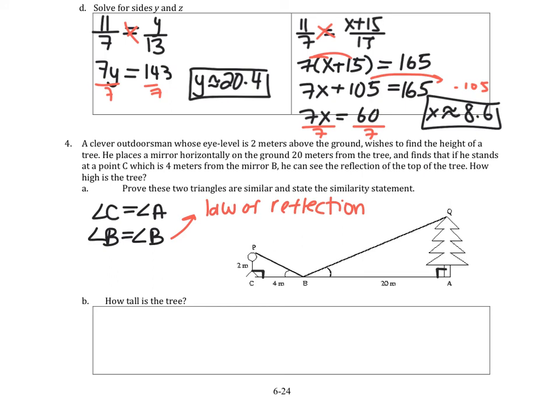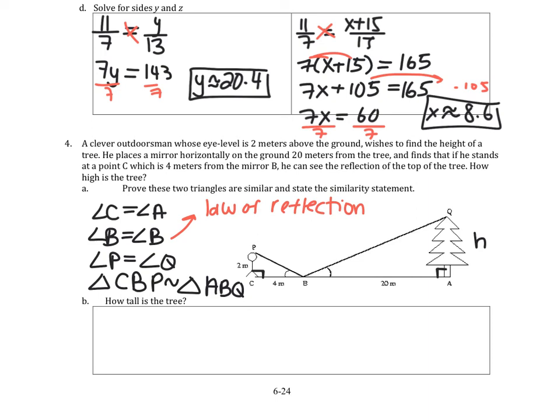Which means our leftover angles have to be equal just by the fact that the three angles in a triangle have to add up to 180. So angle P has to equal angle Q. And now we can state that triangle CBP is similar to triangle ABQ. Now we can figure out the height of the tree, which I'm just going to label H for when I set up my proportion.